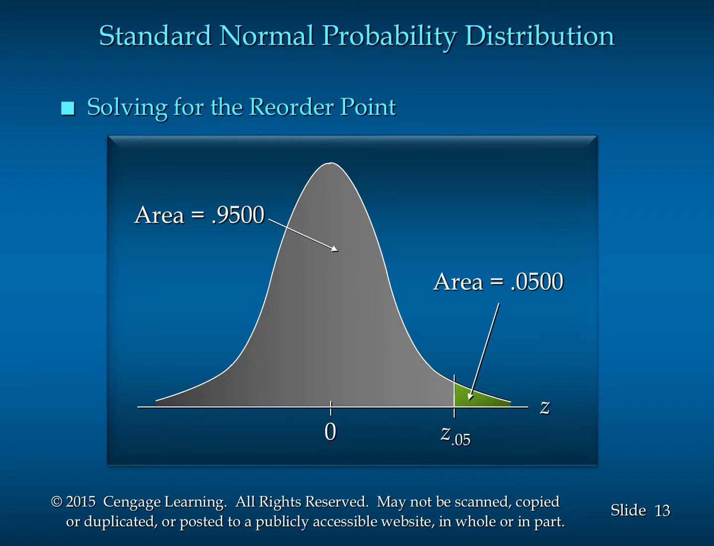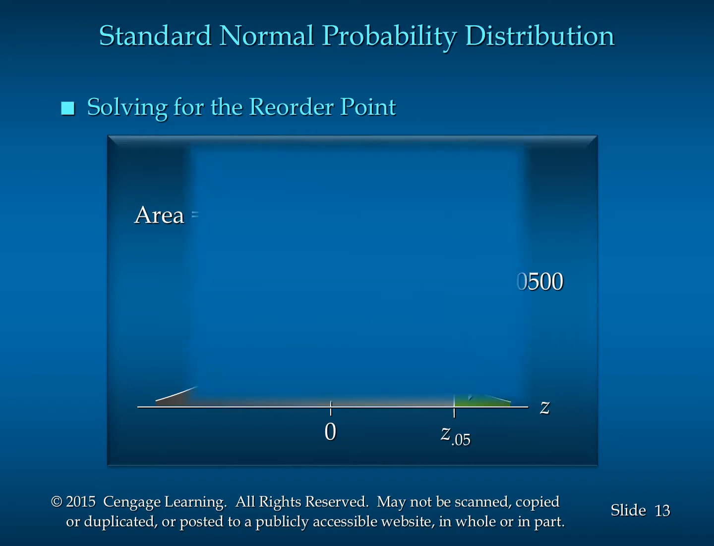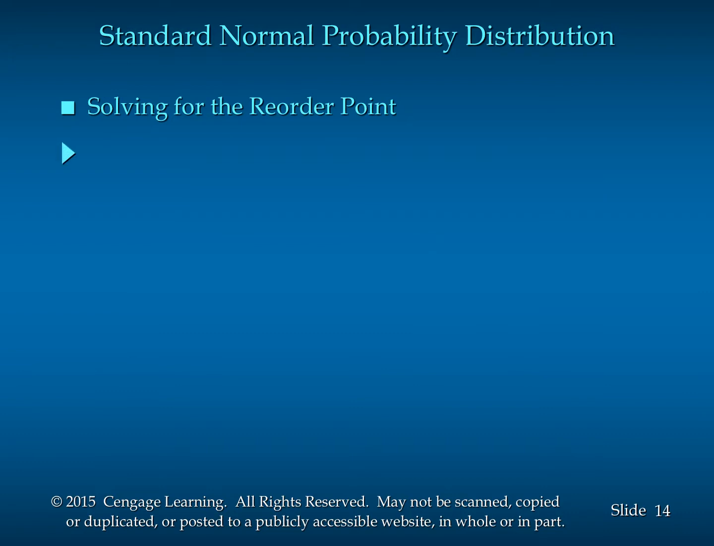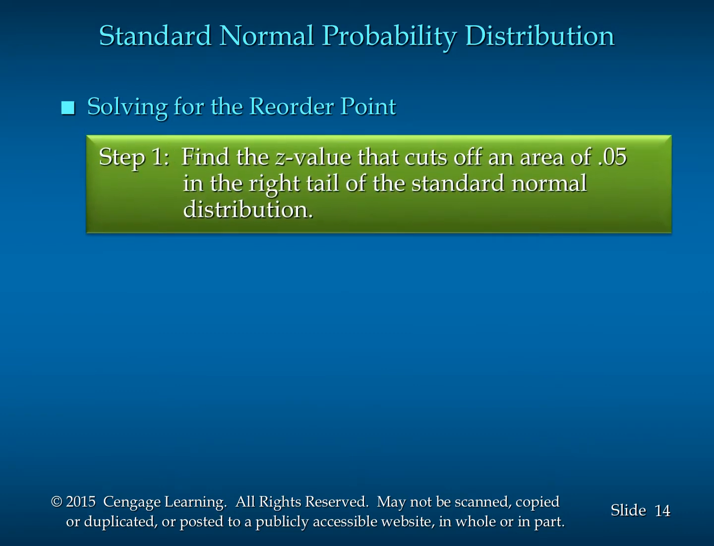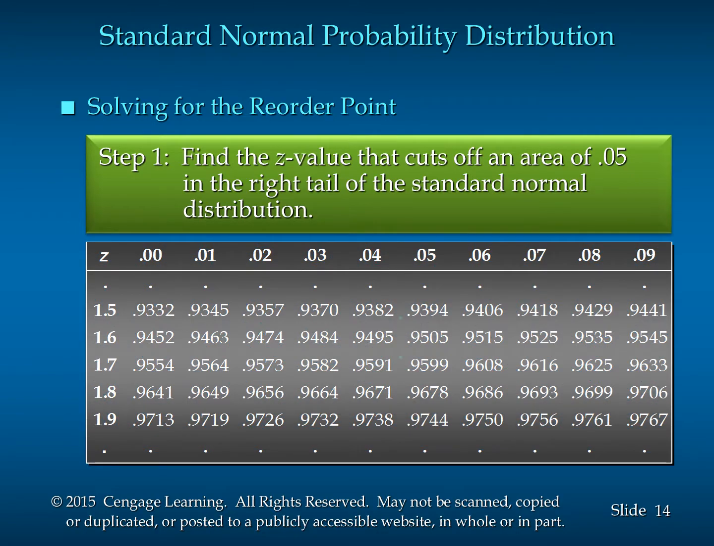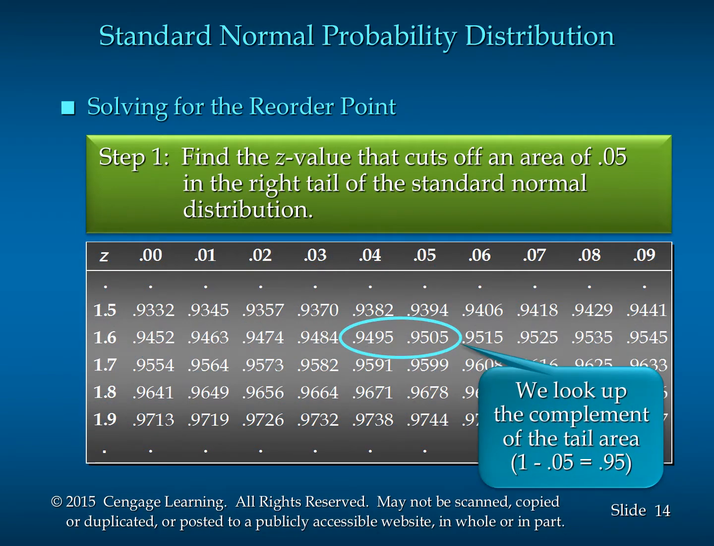If you remember looking at the z-distribution table, you are always given the value of the probability to the left of, or less than, a z-value. We find that the z-value that corresponds to 0.95 probability is a z of 1.645.